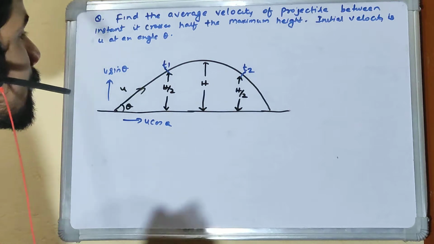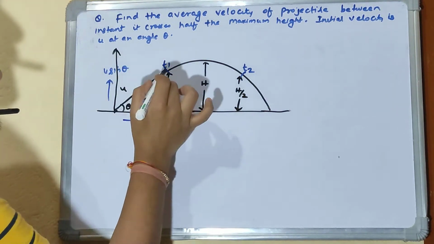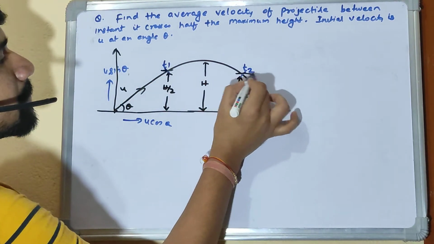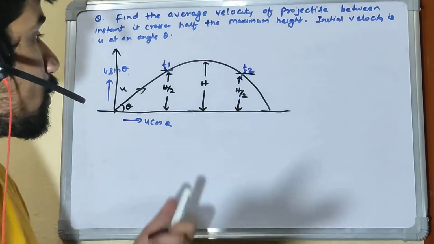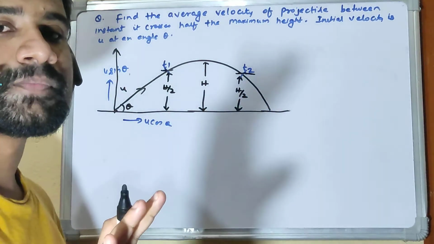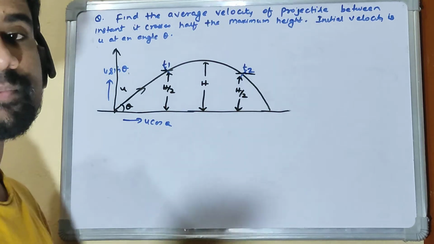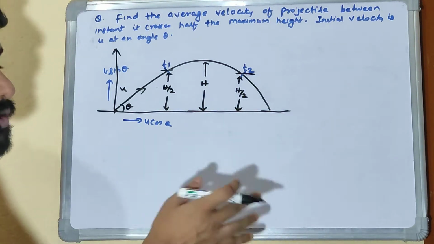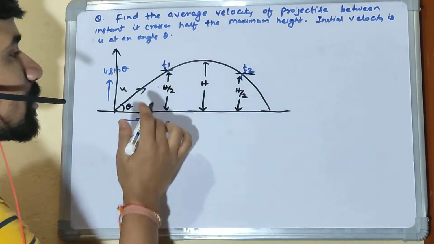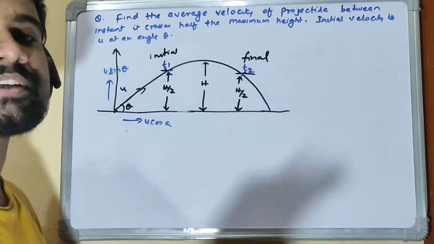But here, if you see one thing, if this is my xy axis, this point h by 2 and h by 2, they are at the same level if you see vertically. So the y coordinate for these two points t1 and t2 are exactly the same. So net displacement along y direction between these two points is 0. Displacement is 0 between these two. When we talk about average, we are not bothered about what is happening in between. We are bothered about what is initial and what is final. What is the status at initial, what is the status at final.